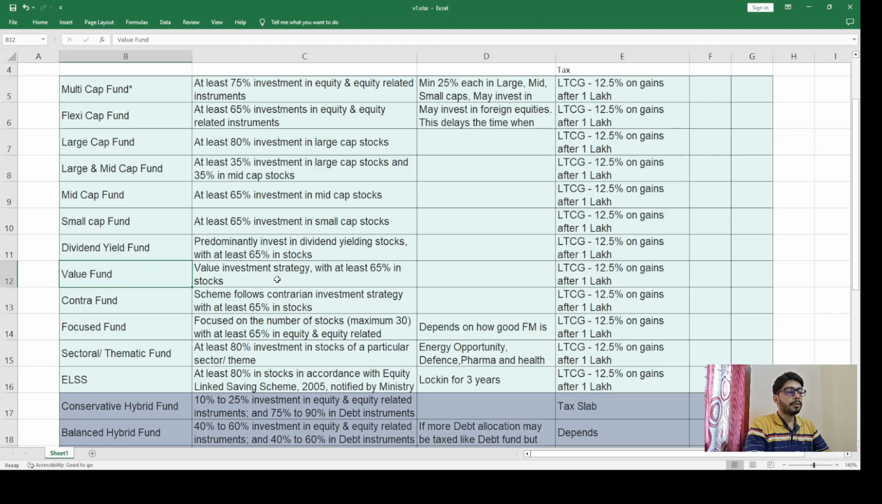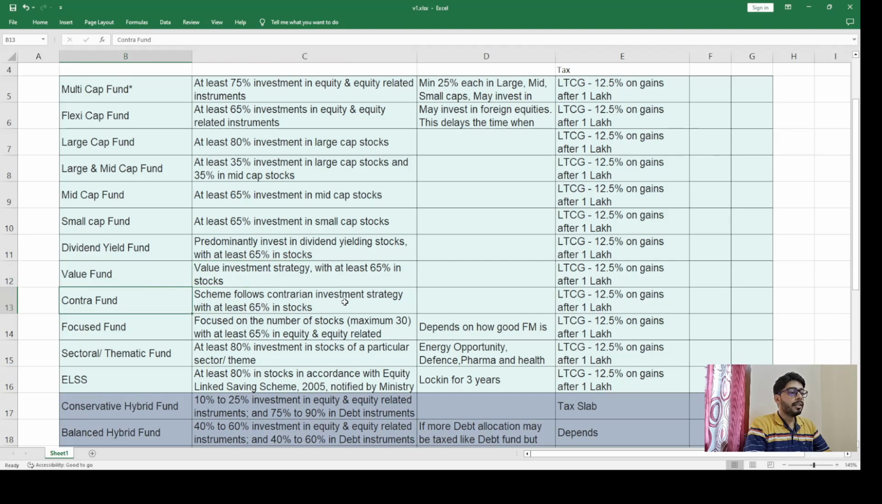Value fund. So there is something called the value investment strategy where the fund managers try to pick up stocks of businesses which are undervalued at the moment, but they see that the potential of the company is huge, while currently the stock price is undervalued. So they try to grab those stocks at the correct value. Okay, Contra Fund.